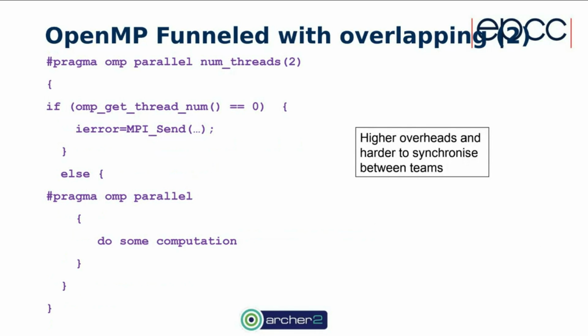And then another possible solution would be to do it with nested parallelism. So you could have an outer parallel region with 2 threads, and then thread 0 in the outer parallel region does the MPI, and then the other thread in the outer parallel region spawns a new parallel region to do some computation. But then you get some higher overheads from nested parallelism, and then it becomes awkward to synchronize between this thread and these threads down here.